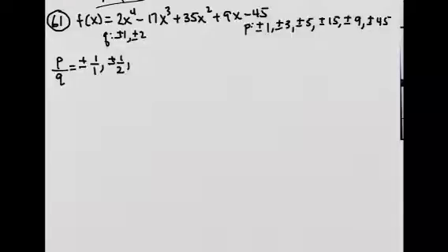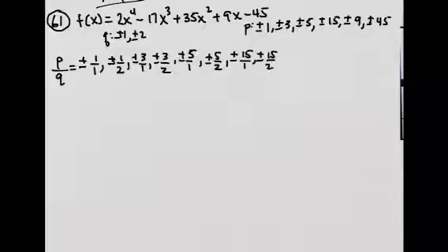Then I move on to the next p-value, which is 3. So plus or minus 3 over 1, plus or minus 3 over 2. Okay, then I move on to the next one, which is 5. Plus or minus 5 over 1, plus or minus 5 over 2. Then the next one, 15, plus or minus 15 over 1, plus or minus 15 over 2.